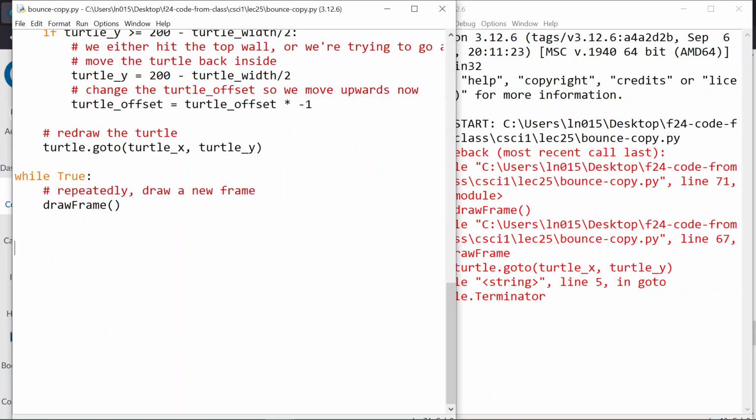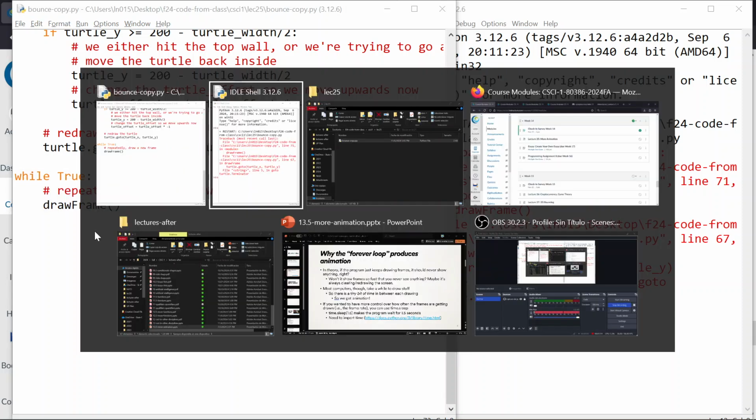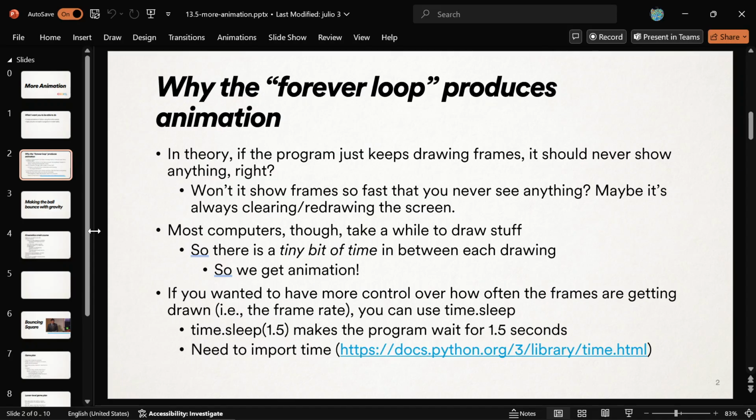That was driving the animation, right? Just that loop. Repeatedly draw a new frame. Keep going, and somehow that produced animation for us. So let's talk about that, because that's a little confusing. Why does that do it for us? Because I told you about films, right? If you want to make a movie, you have to very tightly control the frames that you're showing, don't you?